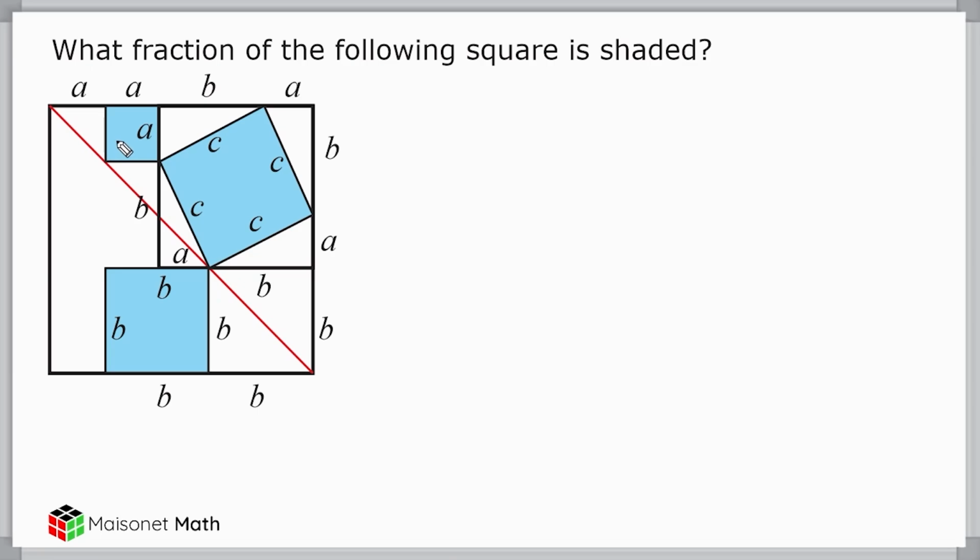All right, now to find the area of any square, you just take the length of one side and multiply that length by itself, or square it. So to find the area of this square, it would just be A squared. Now to find the area of this square, it's going to be B squared. And to find the area of this square, of course, it is C squared. So if we were to add up all 3 of those areas, this would be equal to the combined area of the 3 blue squares.